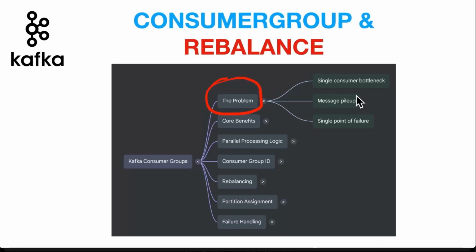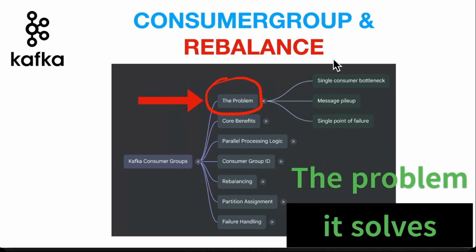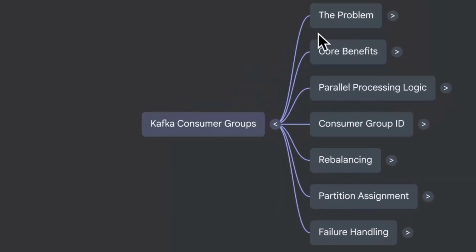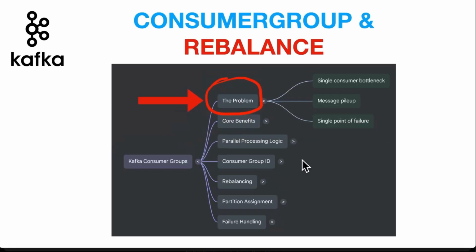Hello friends, in this video we are going to cover what is a Kafka consumer group and what is rebalance. The problem Kafka consumer group solves. What exactly are those problems? So we'll cover the problems, the core benefits, the parallel processing logic, consumer group ID, rebalancing, partition assignment and failure handling. This rebalancing is the most interesting one.